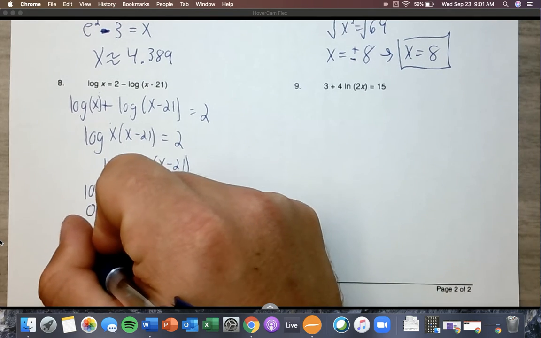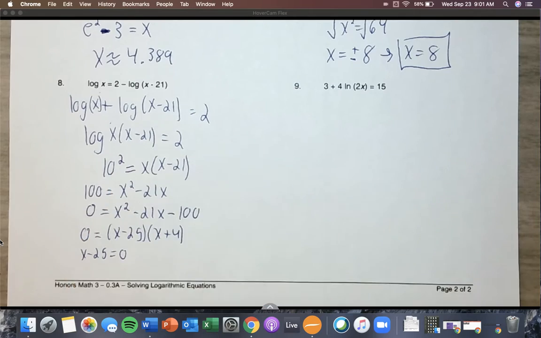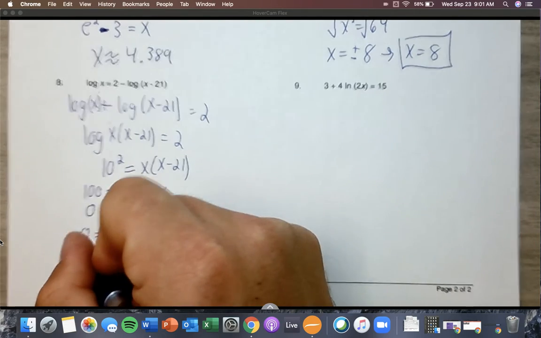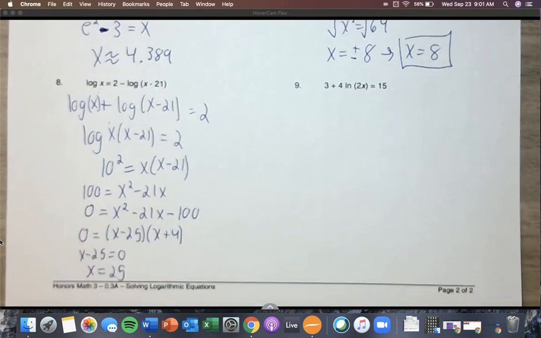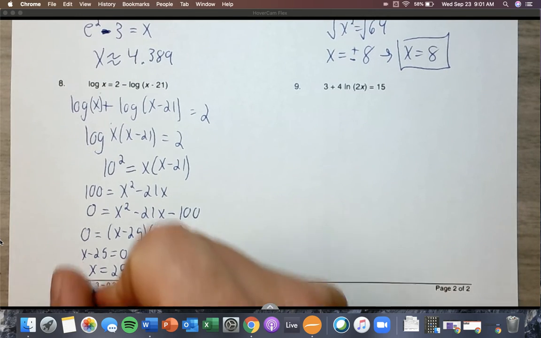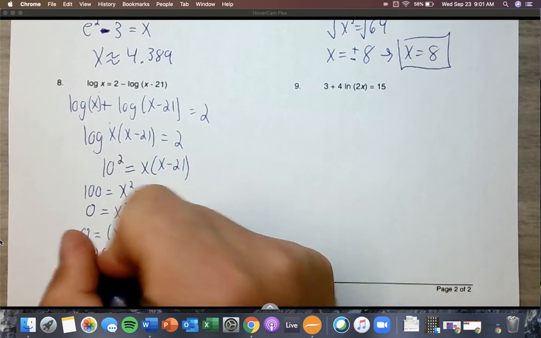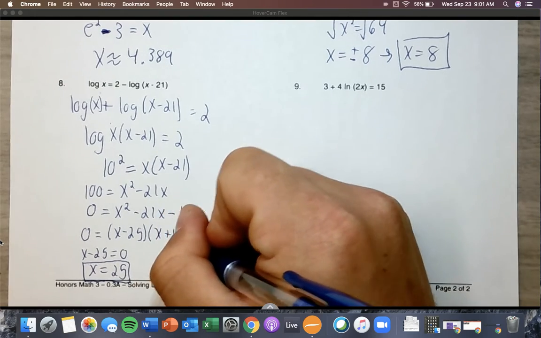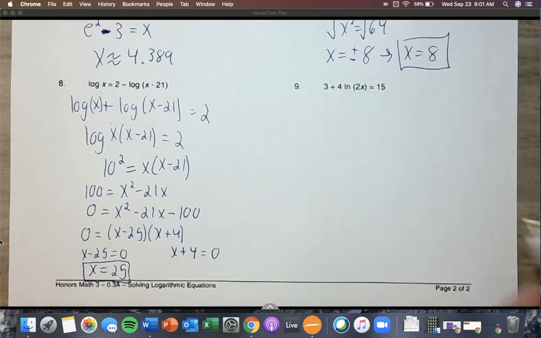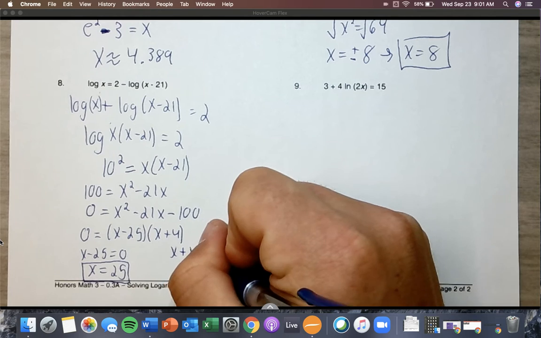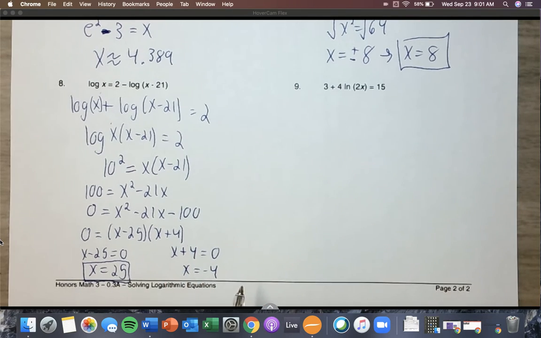So I have x minus 25 equals 0, which means x equals 25, which fits in our domain because it's a positive number. And then we have x plus 4 equals 0, which would give us x equals negative 4, which does not fit in our domain because that'll give us a negative number inside of our log here, so we cannot use this one. All right, so our answer then would be x equals 25.